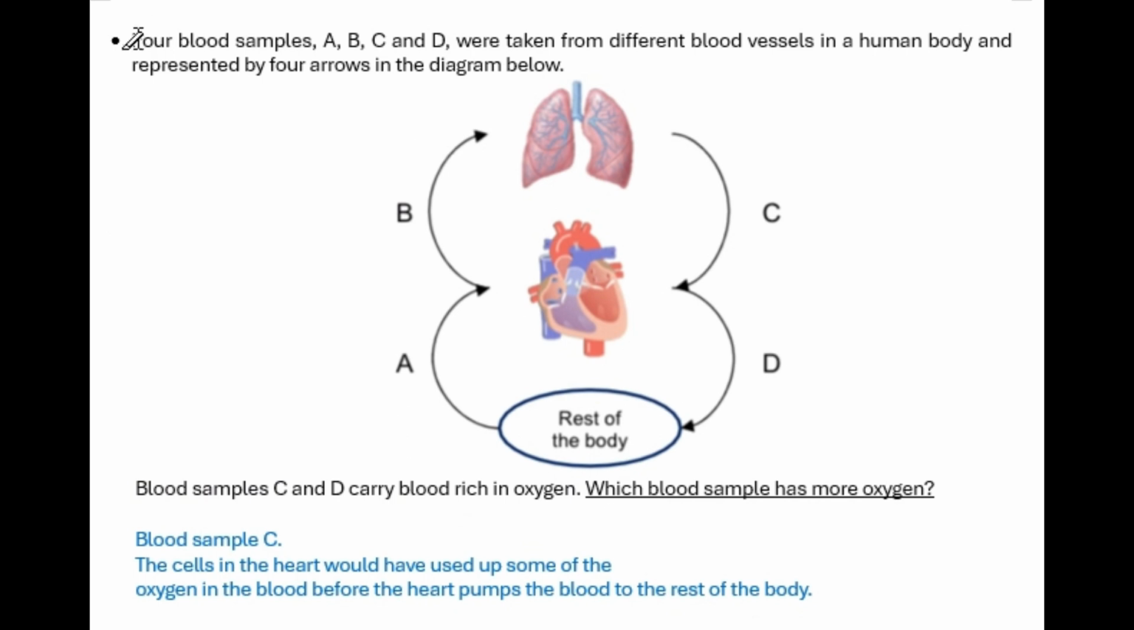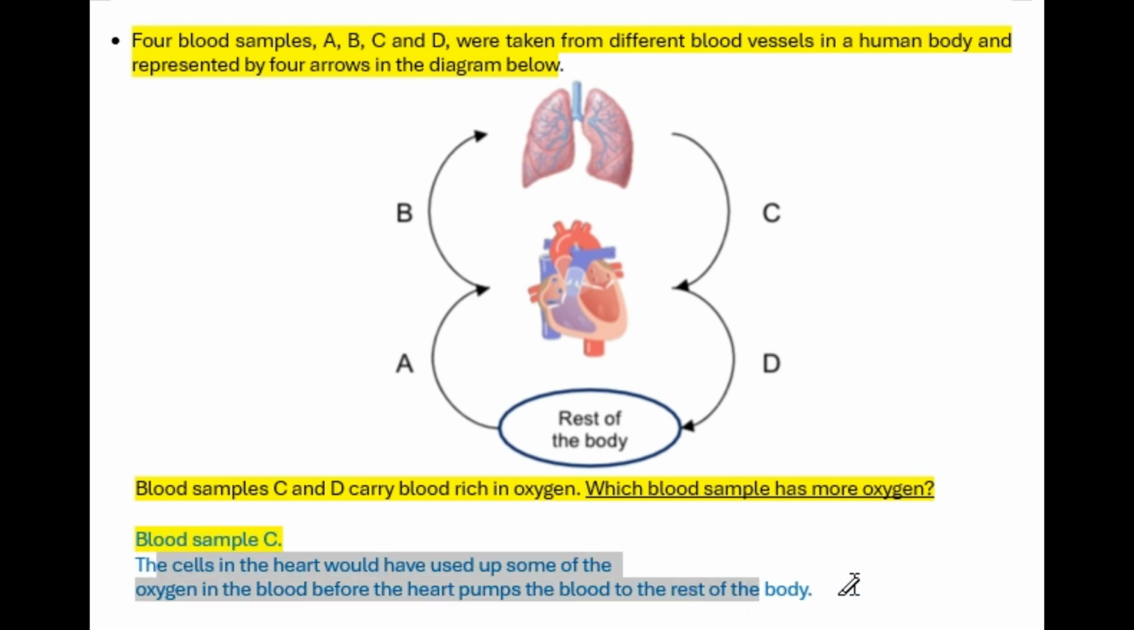Four blood samples, A, B, C and D, were taken from different blood vessels in a human body and represented by 4 arrows in the diagram below. Blood samples C and D carry blood rich in oxygen. Which blood sample has more oxygen? Blood sample C.